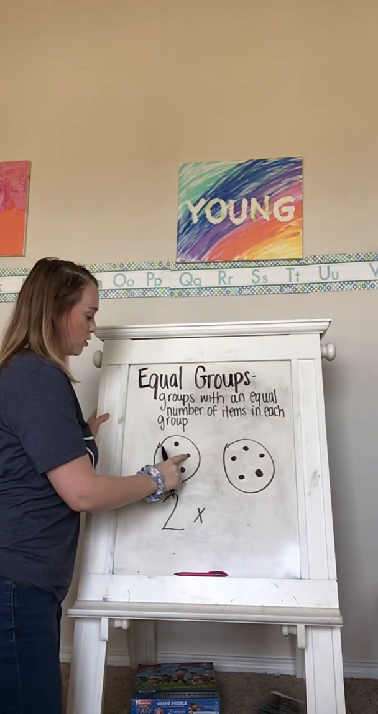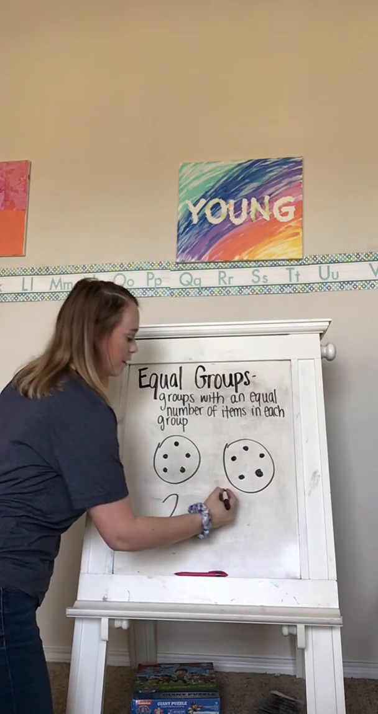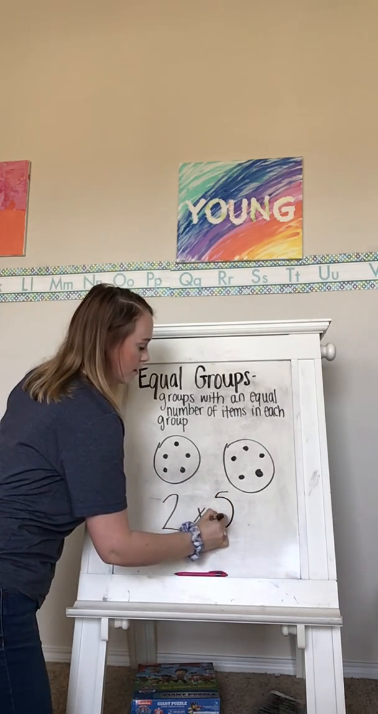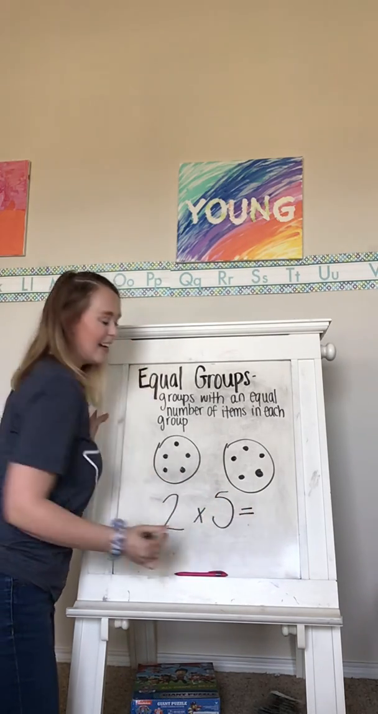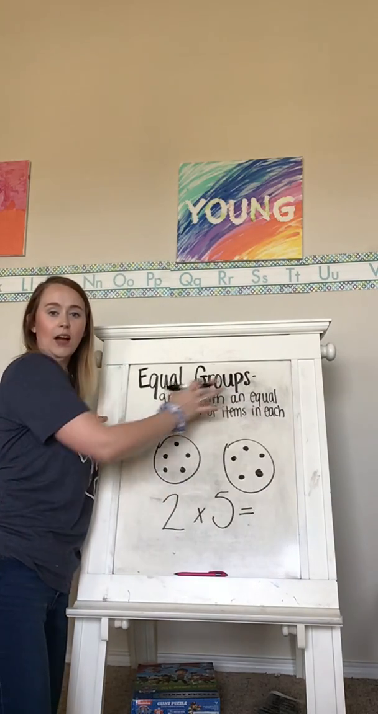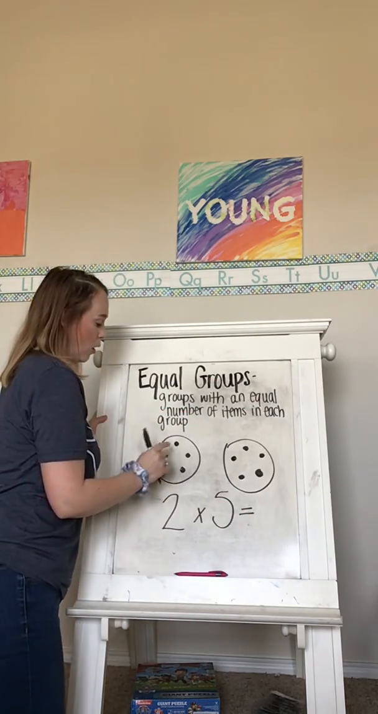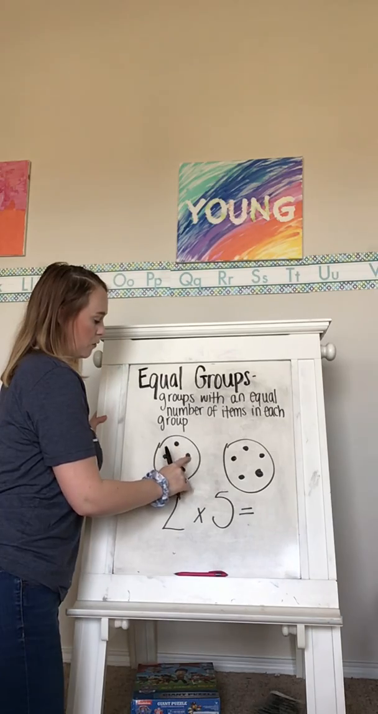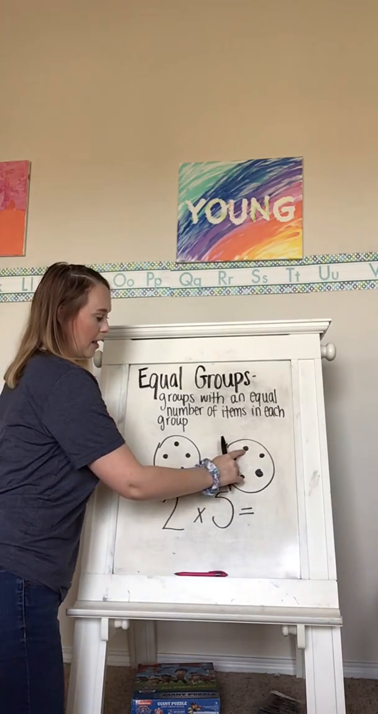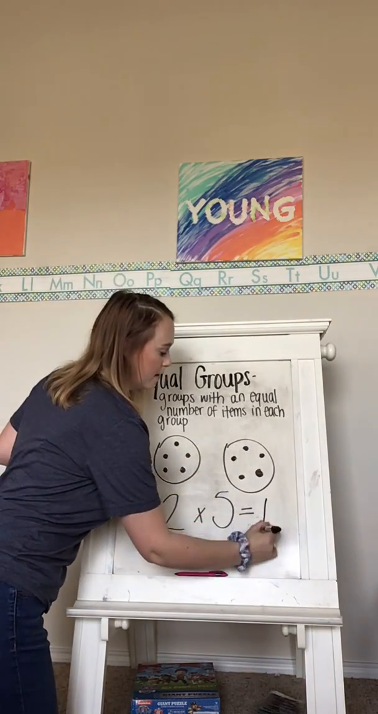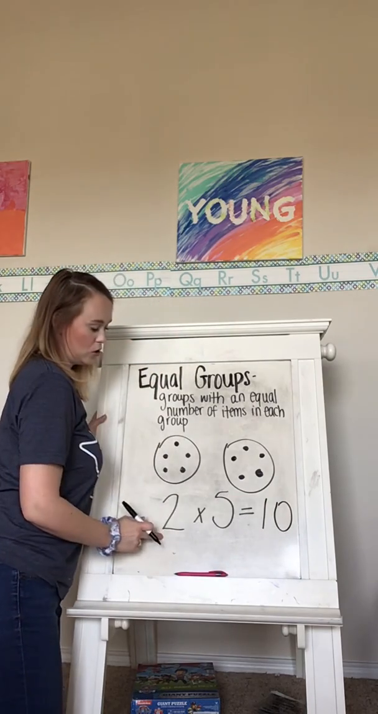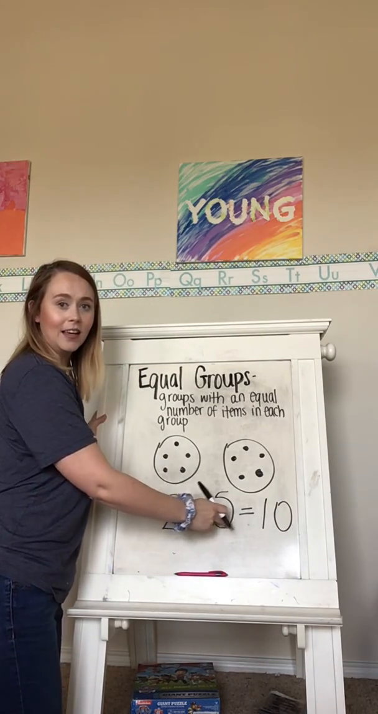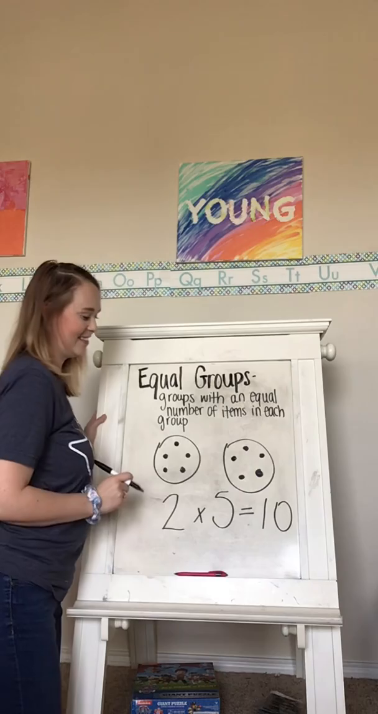So 1, 2, 3, 4, 5. So I'm going to write the 5. Now I need to know how many dots do I have in both groups. 1, 2, 3, 4, 5, 6, 7, 8, 9, 10. So 2 times 5 equals 10.